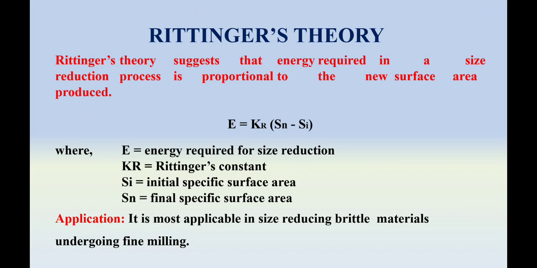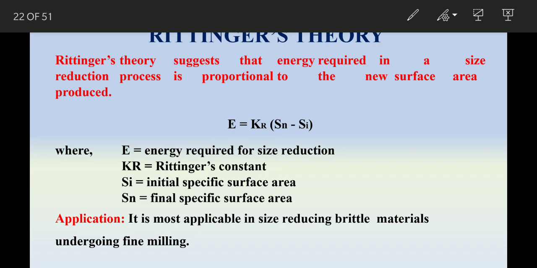So let's talk about Rittinger's theory. Rittinger's theory suggests that the energy required in a size reduction process is proportional to the new surface area produced. To calculate this, the equation is E equals Kr (Sn minus Si). E is the energy required for size reduction.